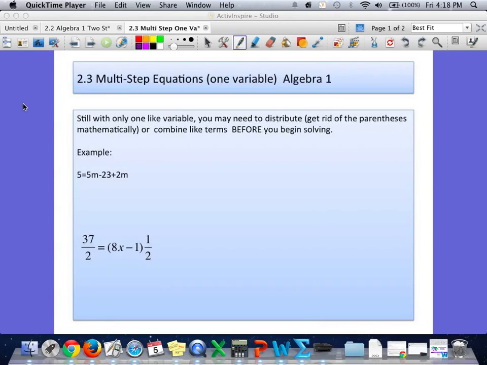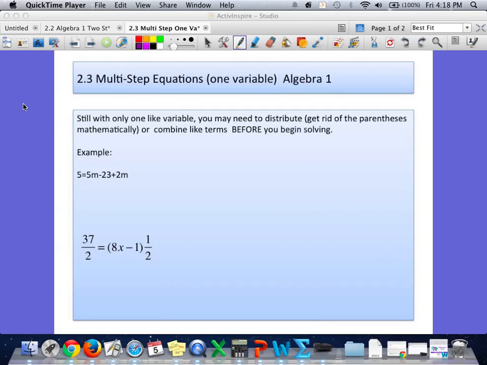3, multi-step equations with just one variable. We're going to start working with more than one thing going on, more combinations, more difficult problems. And then in the next, I believe it's the next video, we'll start having variables on both sides of the equation. Right now, we only have one variable that we're working with. It's going to be the same variable. It won't be any different ones.